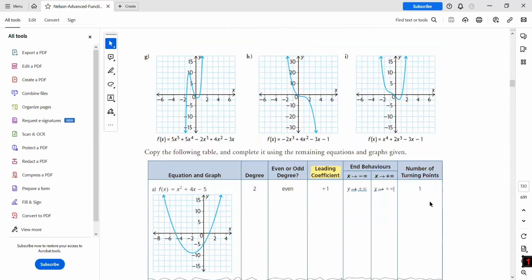Number of turning points is 1 because the number of turning points equals the degree of a function minus 1. Remember that, this is very important. This is also one of the characteristics of a polynomial function.